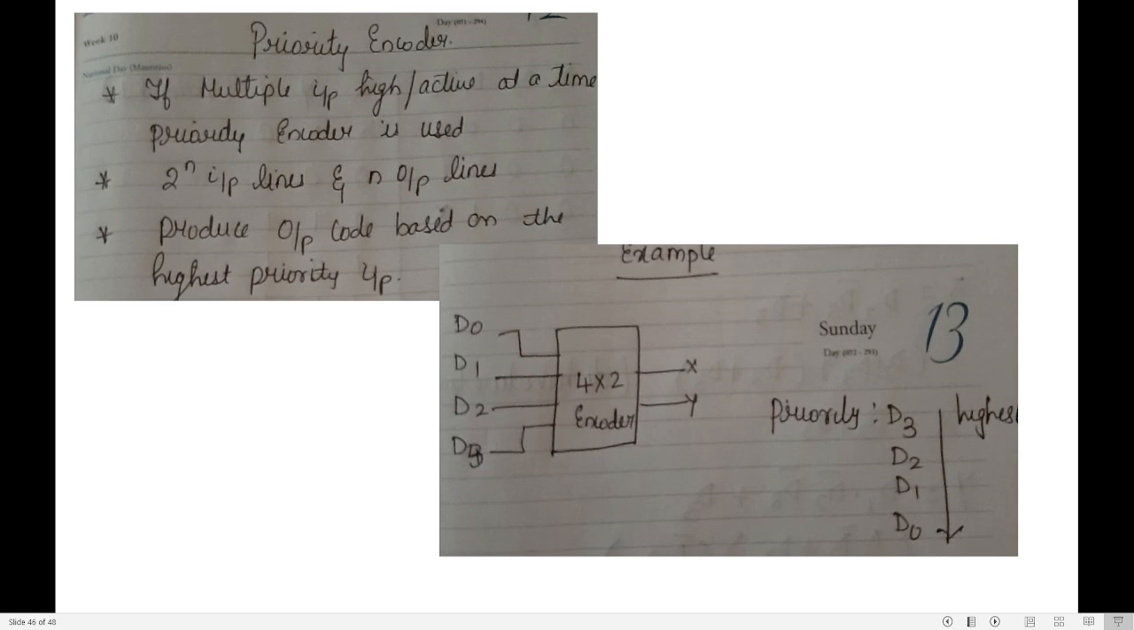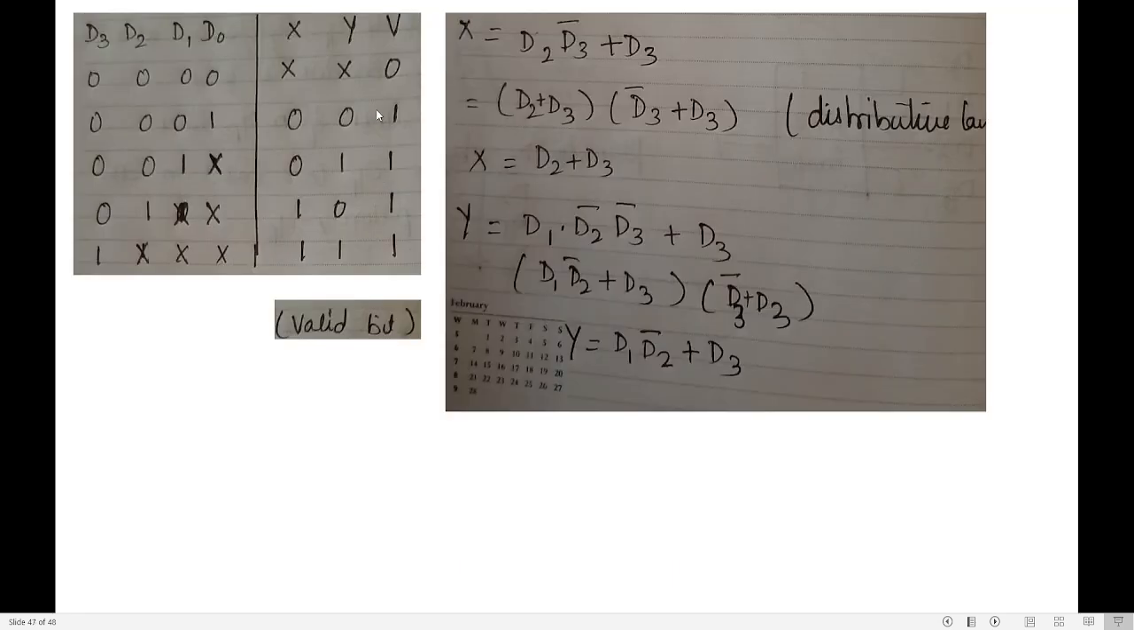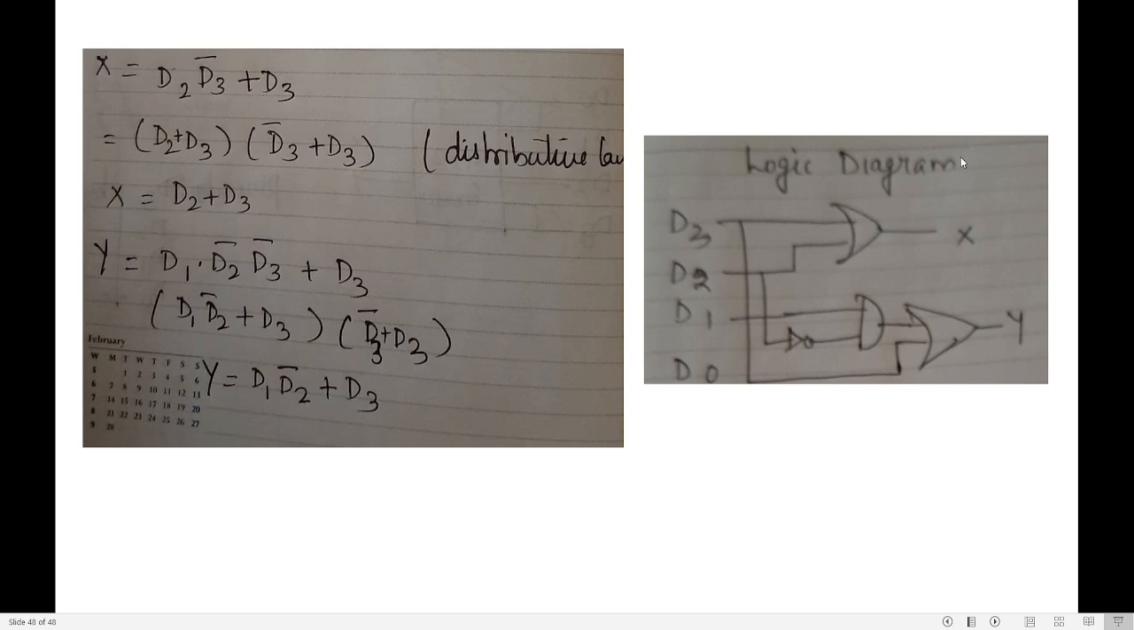So priority encoder is a very important topic. You have multiple inputs and 2 outputs: 2 to the n inputs, n outputs. You need to assign priority to the inputs. In a priority encoder, at any point of time, more than one input can be high. Always you need to give priority to the highest one. Okay, so this is how you need to design the truth table, then obtain the logic expression for X and Y, and finally draw the logic diagram. Thank you.